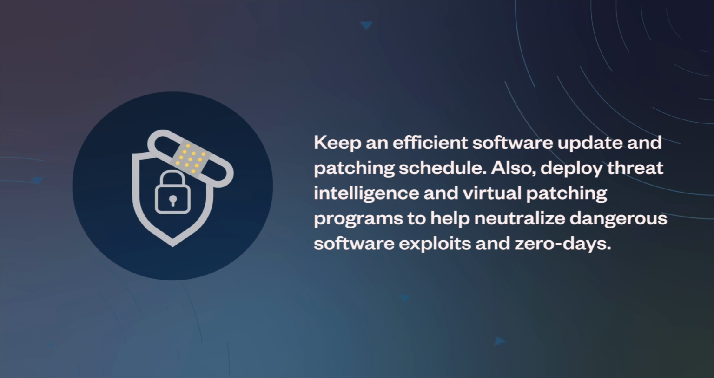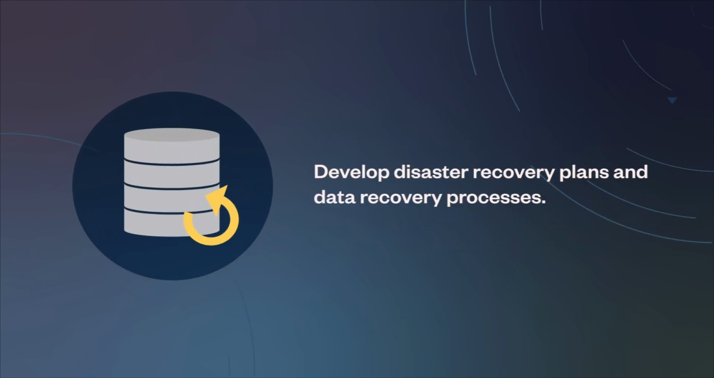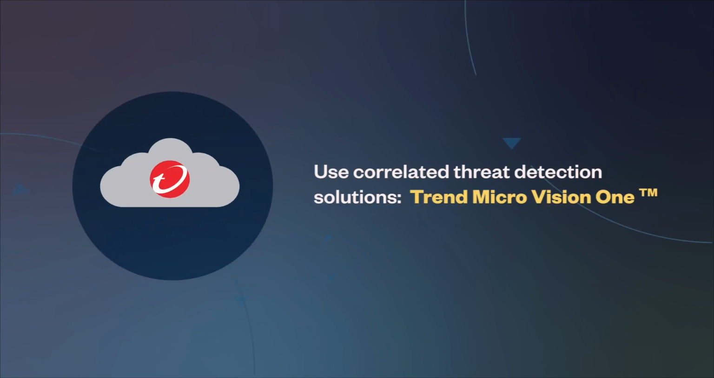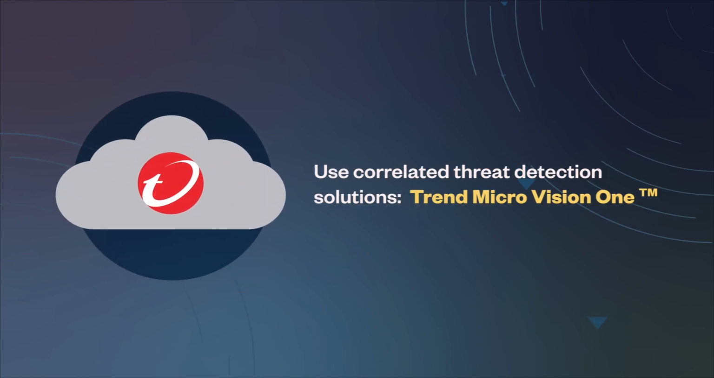WaterRock affiliates' use of older disclosed vulnerabilities once again shows the importance of timely software updates and patch management. There are also threat intelligence and virtual patching programs that can help with this issue. Organizations and security teams can also consider developing disaster recovery plans and proactive processes for data recovery. Correlated threat detection across all security layers is the most advanced prevention against ransomware.